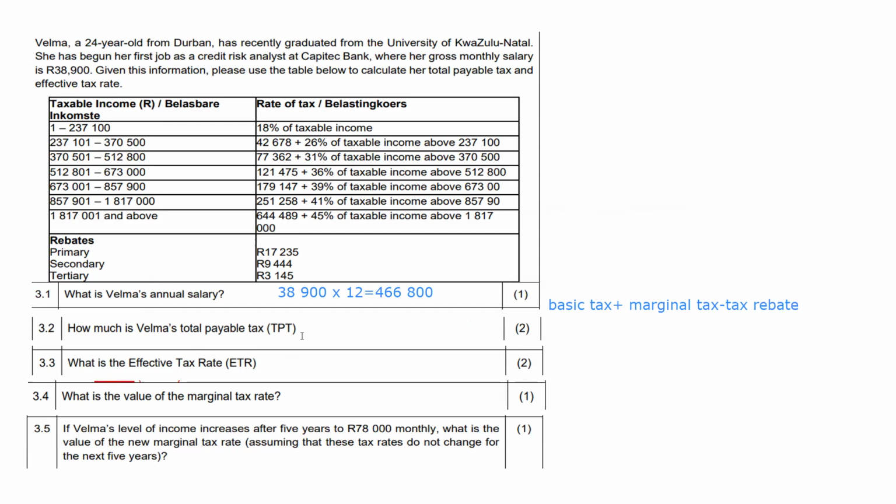So the basic tax. Firstly, let's find which tax bracket Velema falls under. So he's getting 466,800. You can see that 466,800 is here, so he falls under this tax bracket. And then the basic tax, obviously, is this one, 77,362.